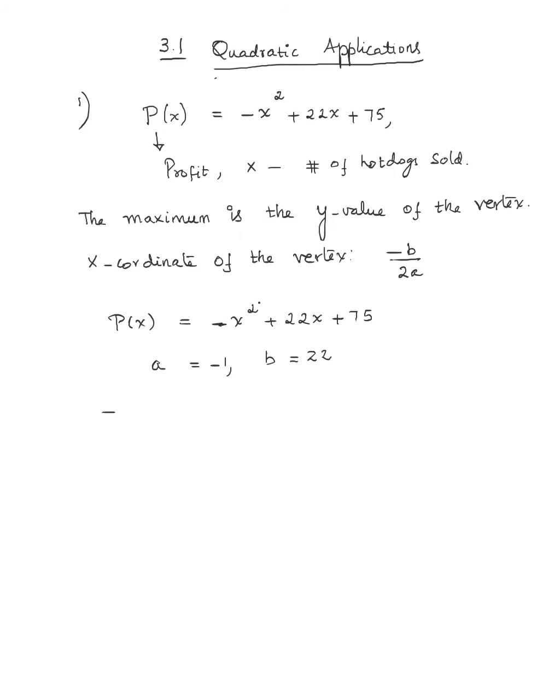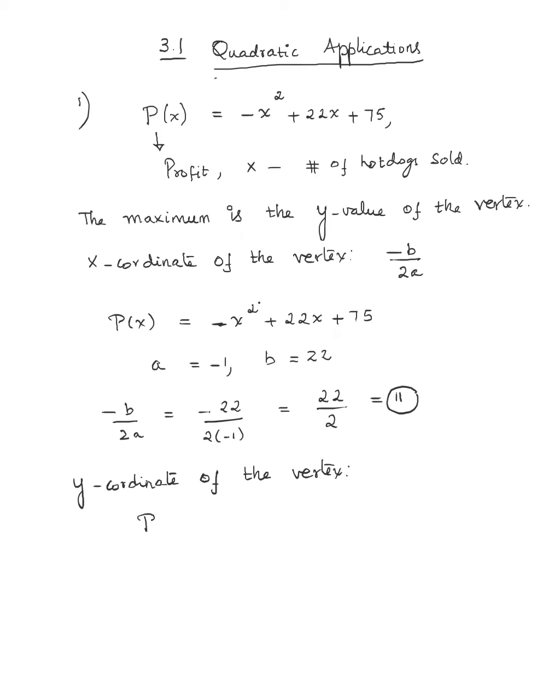So negative b over 2a is going to be negative 22 over 2 times negative 1. That gives us 22 over 2, which is 11. So the x coordinate of the vertex is 11. Now we have to find the y coordinate of the vertex, which is going to be the maximum. To find it, we have to find P of 11. We plug this 11 into the original function for all the x.